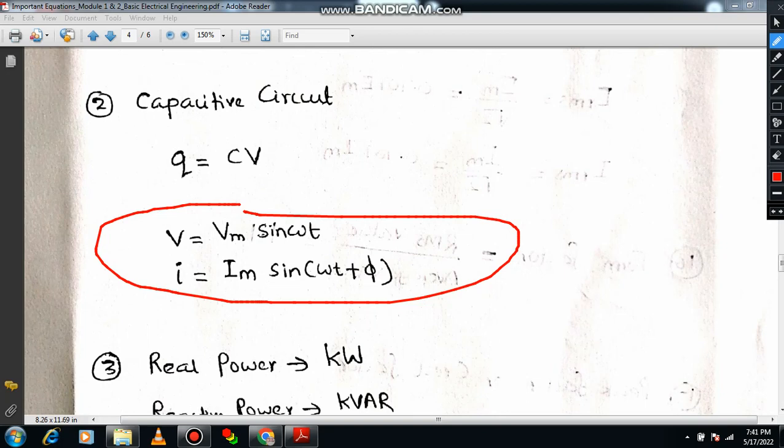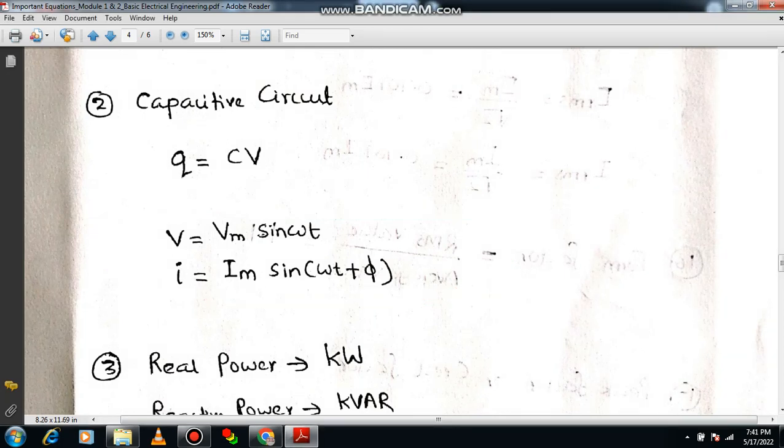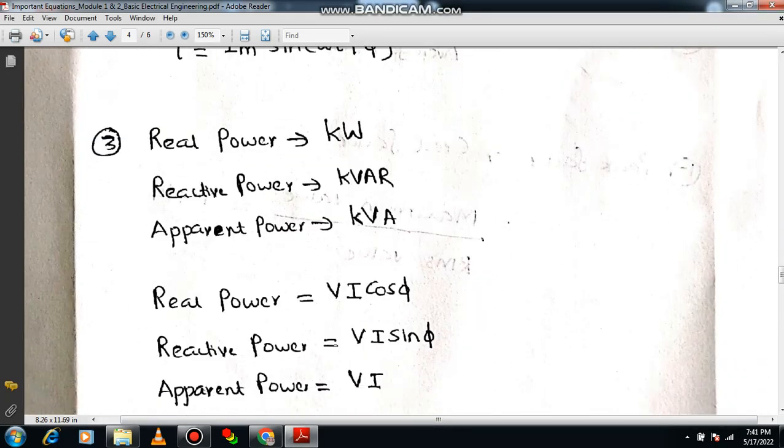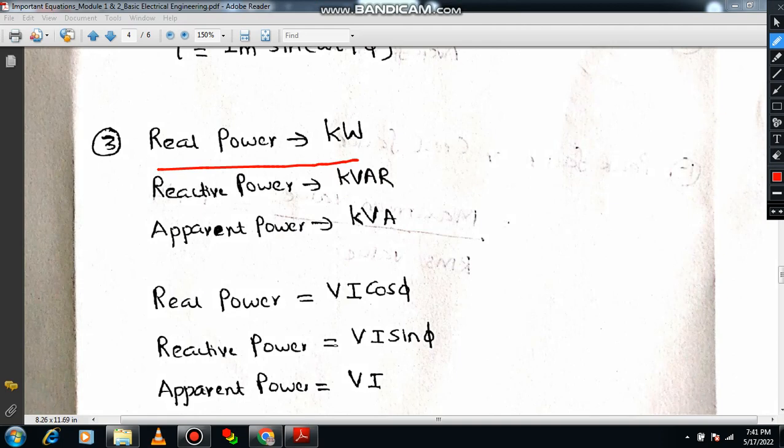This is also very important. You need to compare the inductive circuit as well as the capacitive circuit. Other important parameters are real power, reactive power and apparent power. Unit of real power is kilowatts. Unit of reactive power is kVAR, kilovolt ampere reactive. Then apparent power is kilovolt ampere. So differentiate kilowatts, kilovolt ampere.